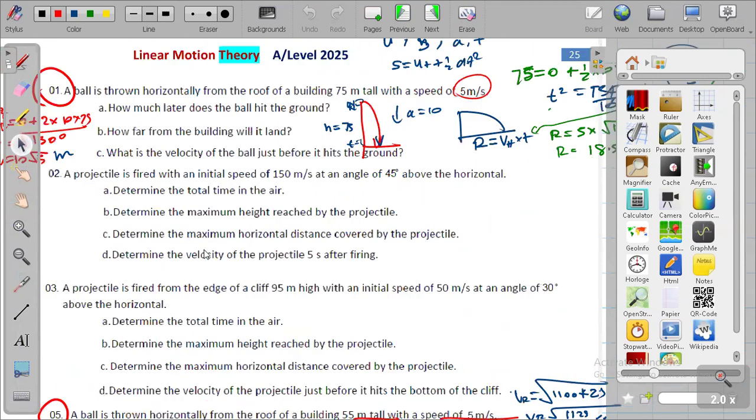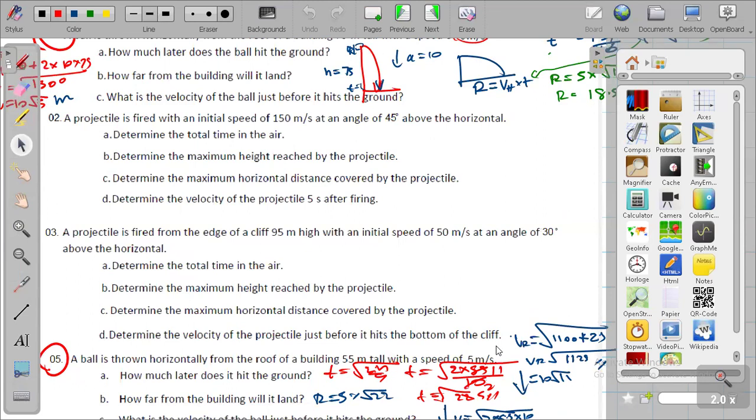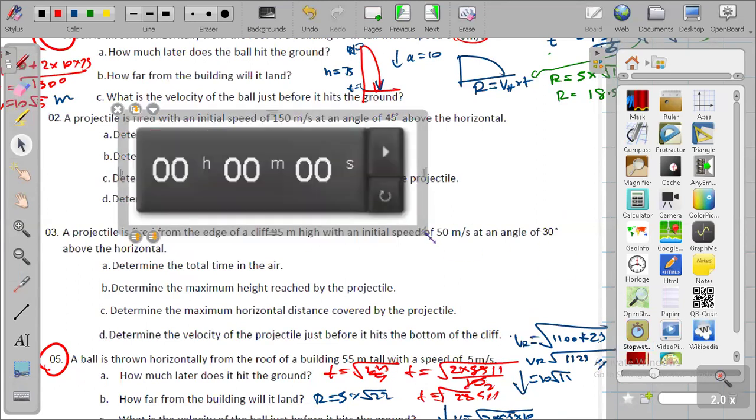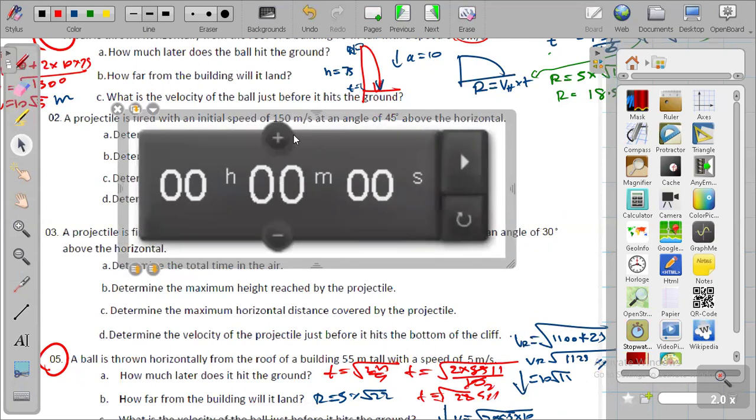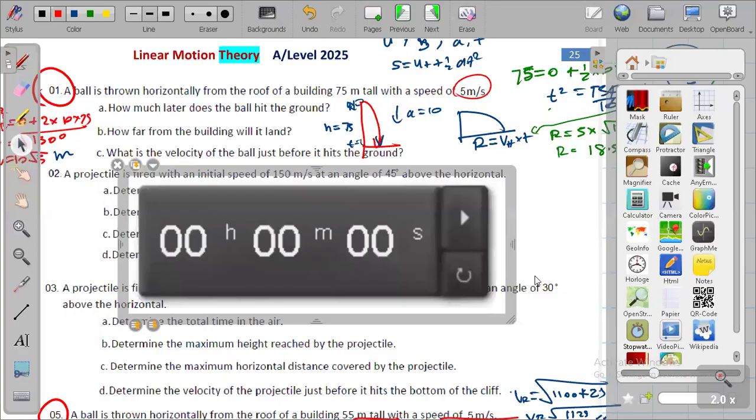After doing 2 and 3, if time permits we will do the other one too. So for this, I will give you 10 minutes. You have 10 minutes to do question number 2 and question number 3. Let's start very quickly. Time is over.